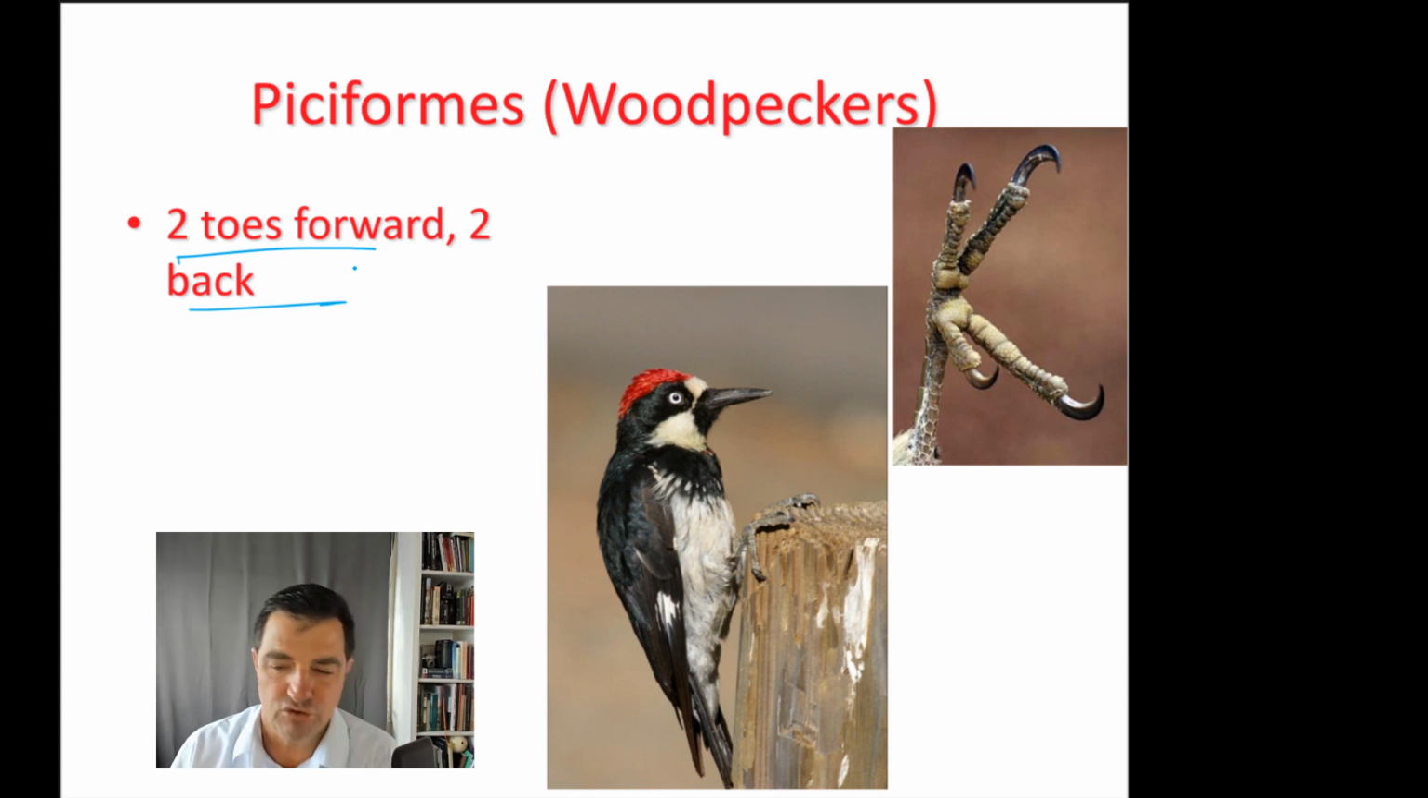And then they have this crazy tongue that goes around essentially their skull. It's really, really long, and as they peck into the wood, they can push that tongue in and pull things out that are deeper in the wood, in the telephone pole or tree, than you would expect most animals to reach with a tongue.